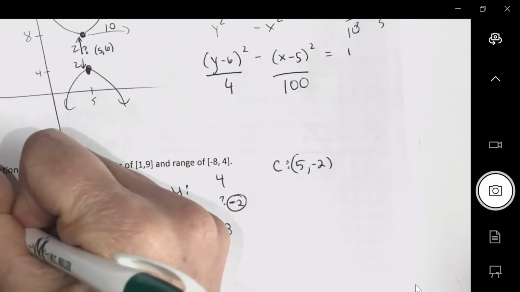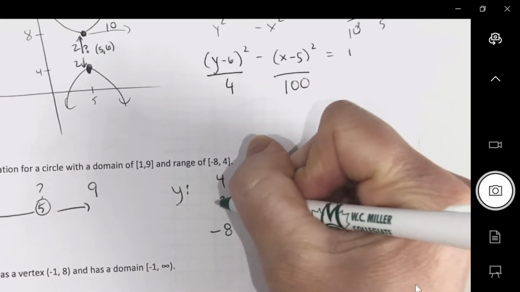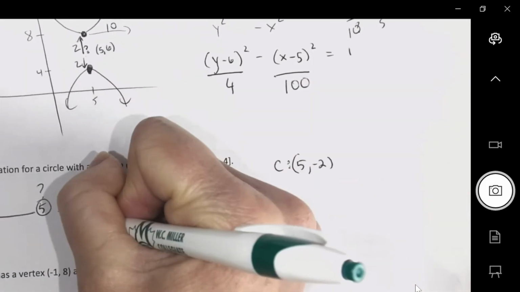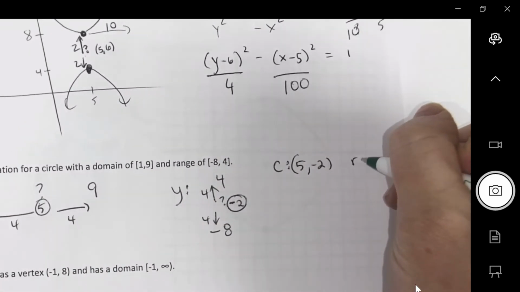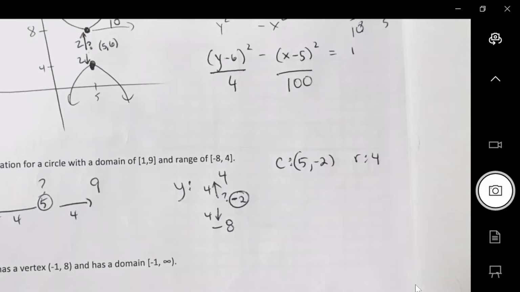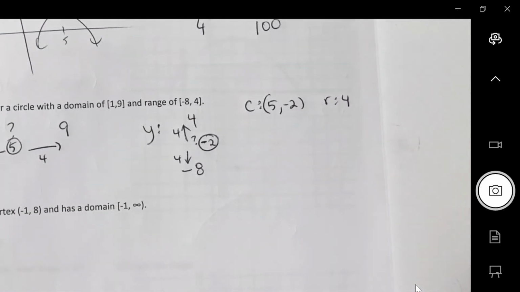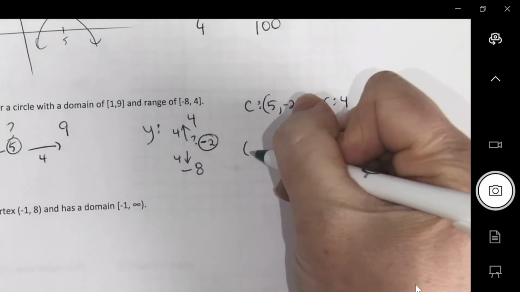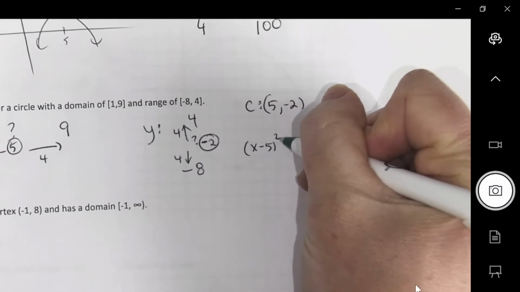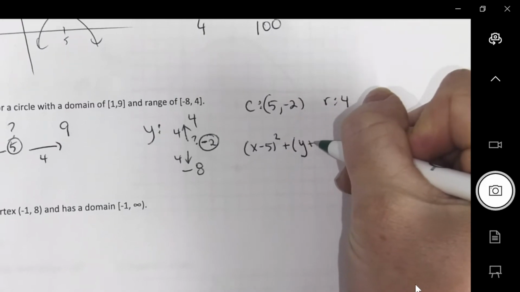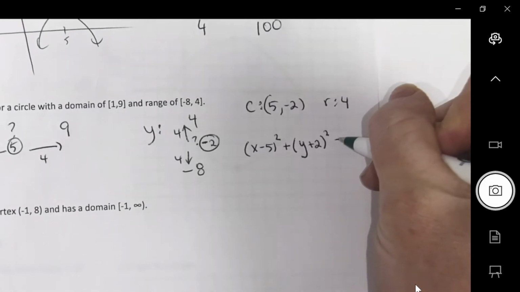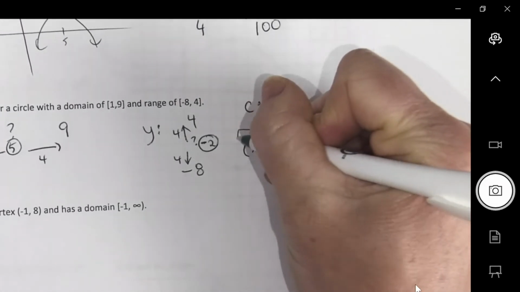Do you know what your radius is? 4. Okay, now you need an equation. You have a center and a radius, so x minus 5 squared plus y plus 2 squared equals 16.